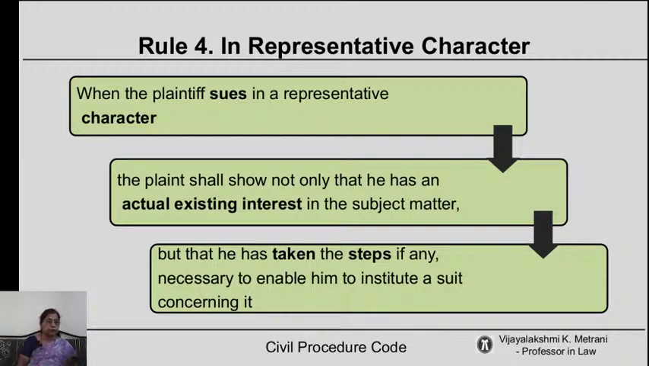It is not a public interest litigation. It is a suit where along with his interest, the others' interest also he is representing. So he should show that in the plaint that I have actual existing interest in the subject matter. That is rule 4. ಸೊ ಅವನಿಗೆ ಸ್ವಂತವಾಗಿ ಹಿತಾಸಕ್ತಿ ಇದೆ ಅಂತ ತೋರಿಸ್ಬೇಕು.